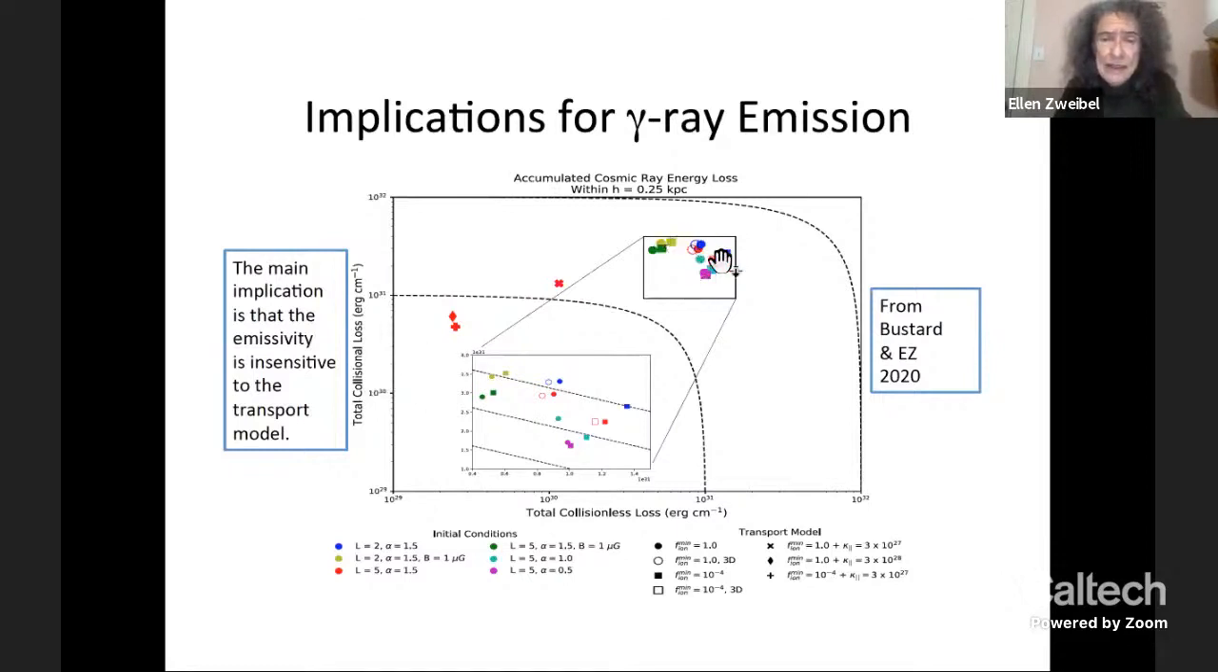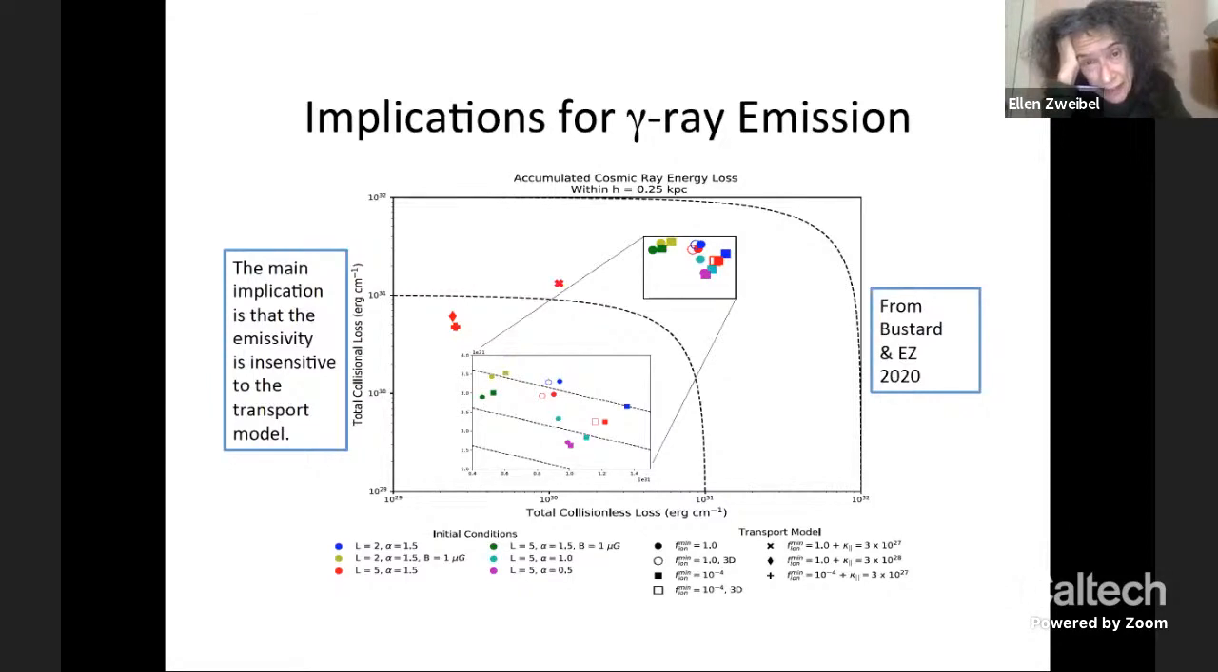And you can see that the models, which have different clump properties, some of them have diffusion, some of them just have streaming. Here's one in 3D. Different ionization fractions, fully ionized, weakly ionized. They sit in a fairly small part of parameter space. So it's not clear that the gamma ray emission distinguishes all that well between different transport models.